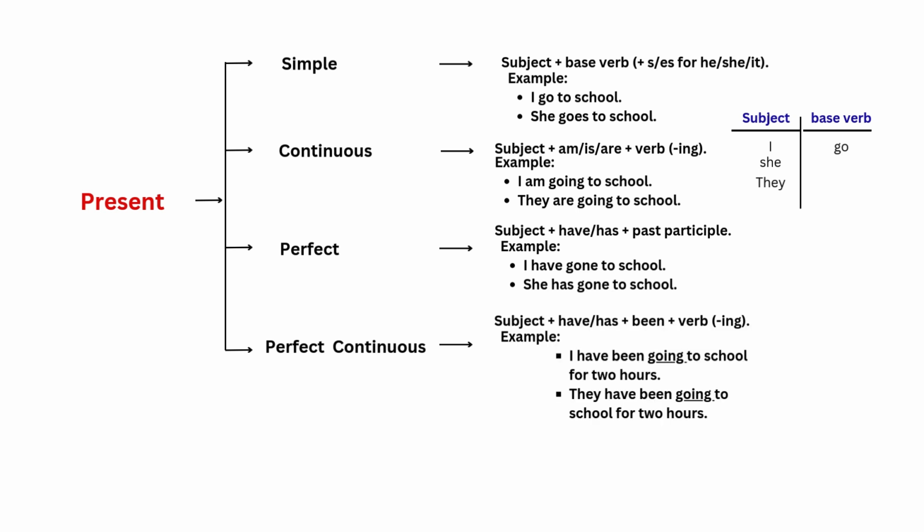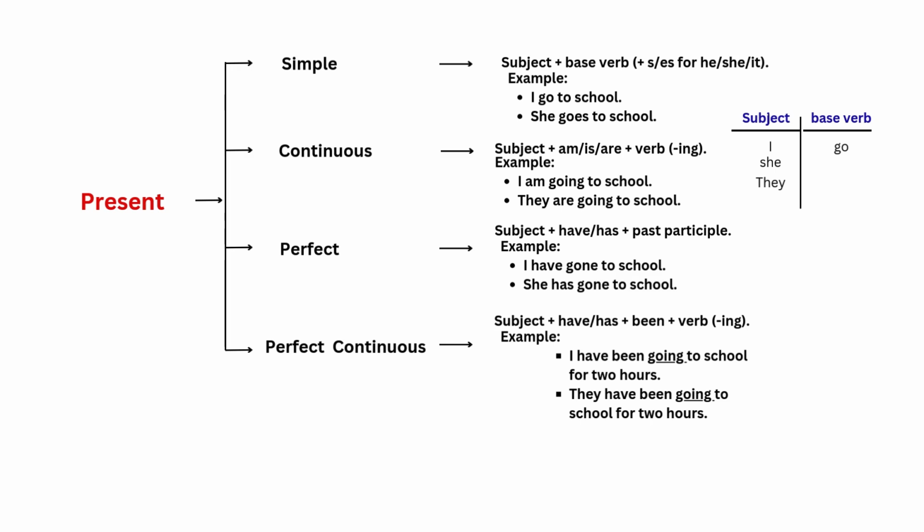Present perfect continuous: subject plus have or has plus been plus verb-ing. Example: I have been going to school for 2 hours. This means that the action of going to school started 2 hours ago and is still continuing, or has just recently ended. Here, I is the subject.